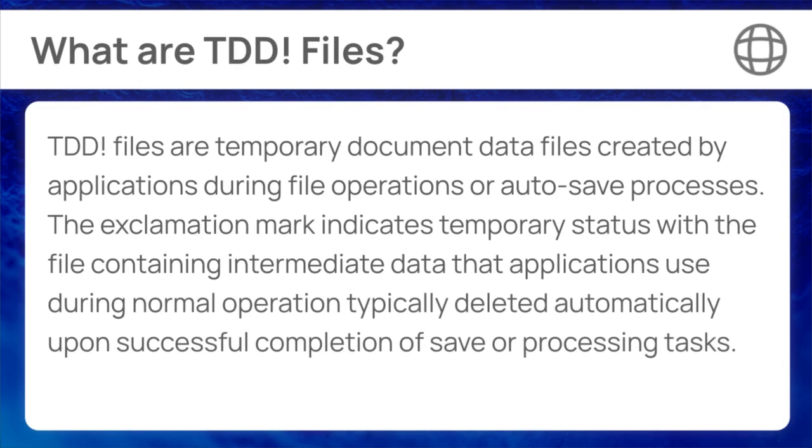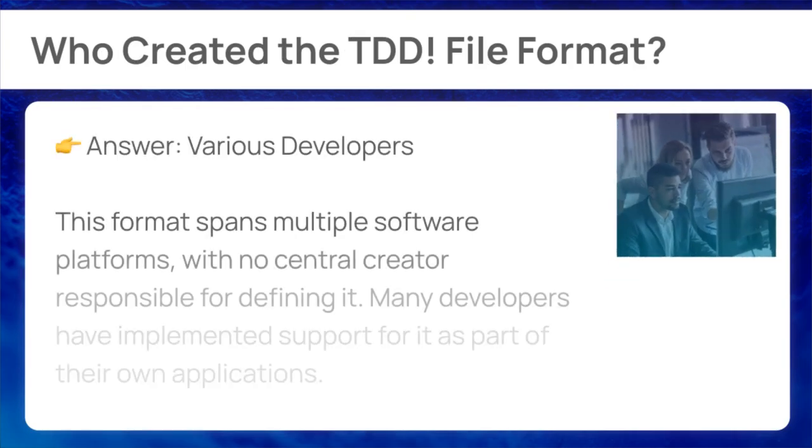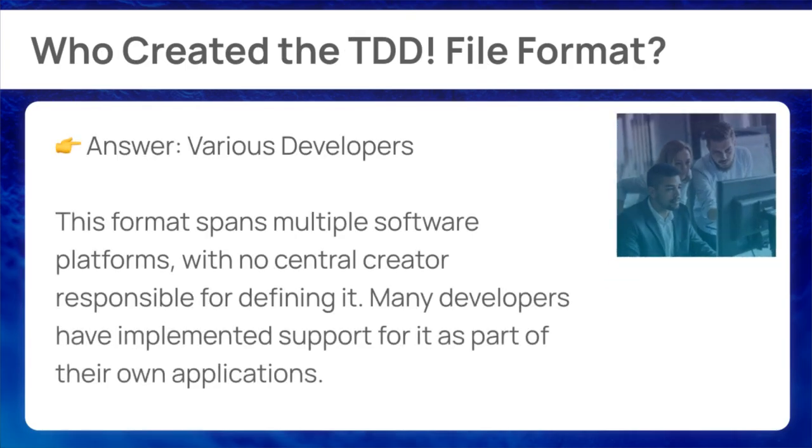TDD files are temporary document data files created by applications during file operations or autosave processes. The exclamation mark indicates temporary status, with the file containing intermediate data that applications use during normal operation, typically deleted automatically upon successful completion of save or processing tasks.